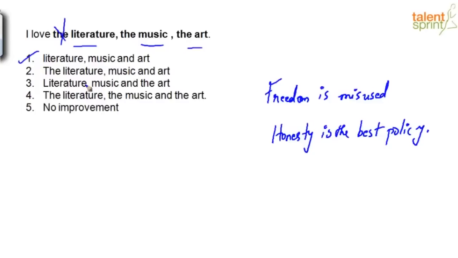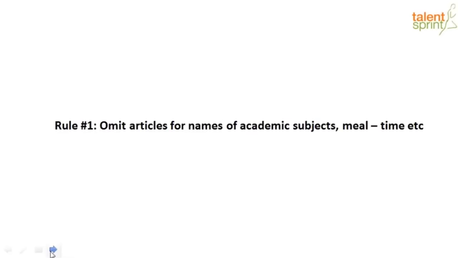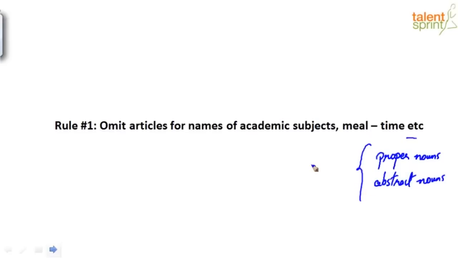So the rule number 1 that you need to keep in mind is omit articles for names of academic subjects, mealtimes, proper nouns, abstract nouns, right? Used in a general sense, when you're using it in a general sense, not specifically, right? So these are things that you need to keep in mind. So the extra is nothing but, in front of proper nouns, in front of abstract nouns, and when it is used in a general sense. Right? And there are various other instances where you need to omit the article, right? You can look it up. So that's the first rule.